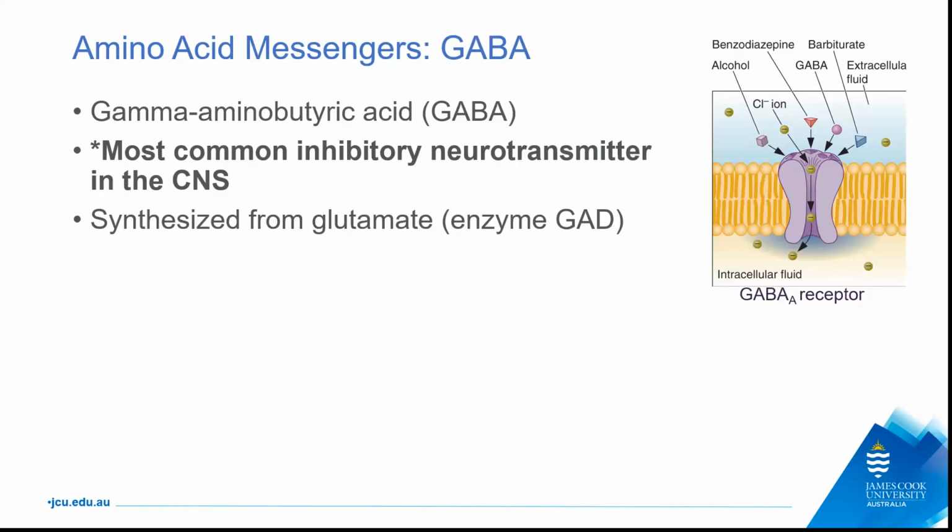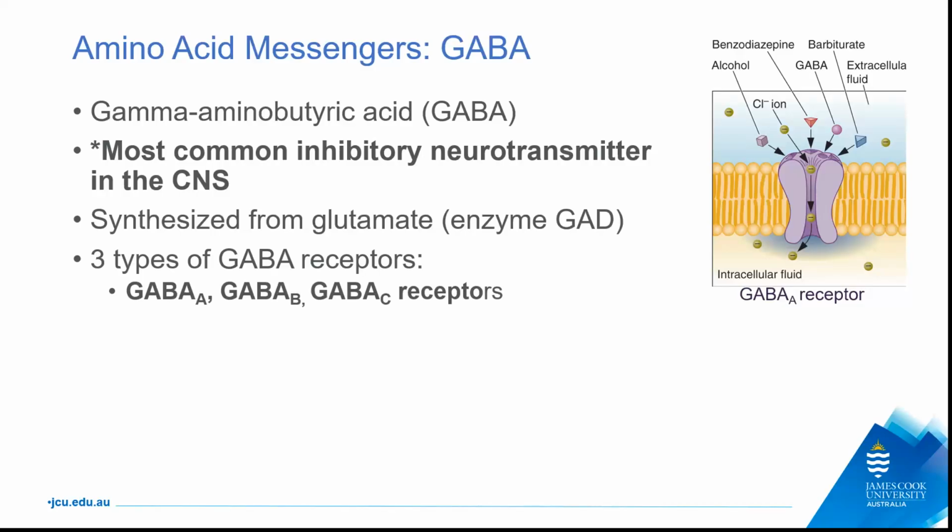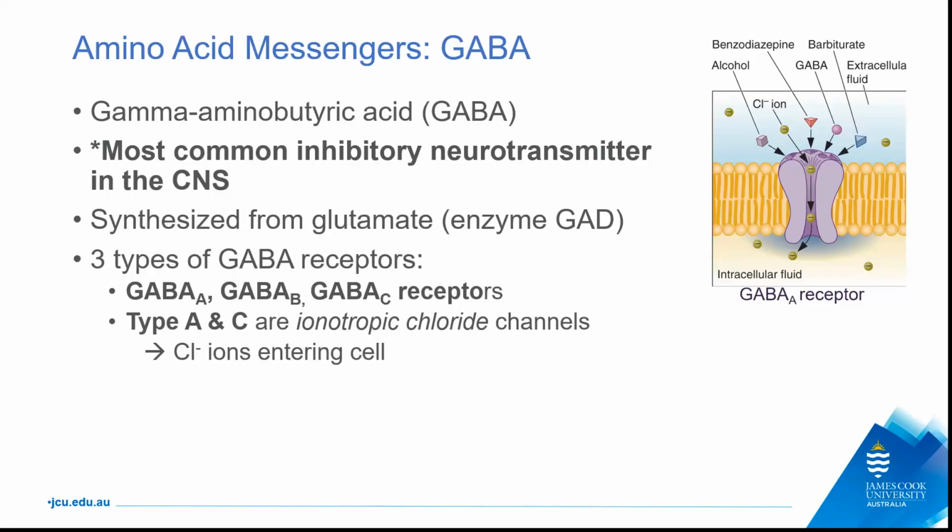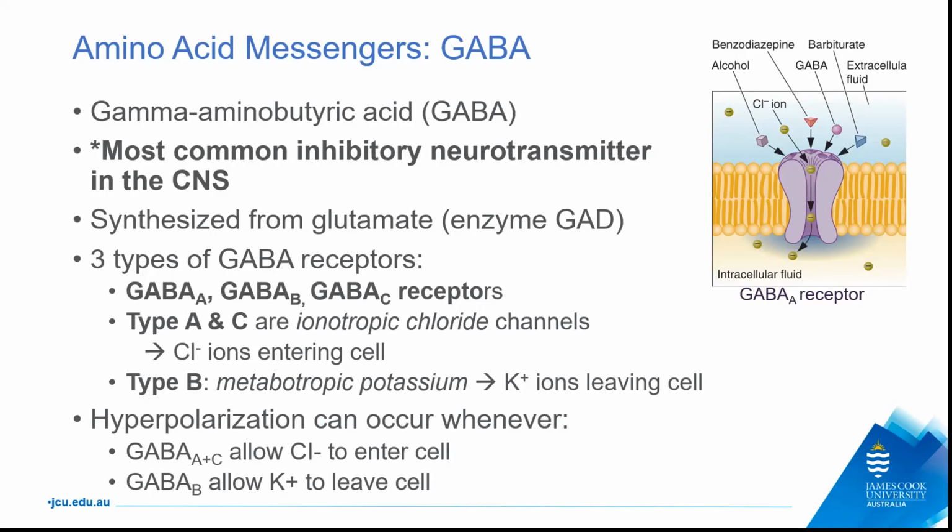So we have 3 types, okay? GABA A, B, C receptors. A and C are ionotropic chloride channels, so they allow chloride ions to enter, and B is metabotropic potassium. This is responsible for the repolarization phase. I would say A and C are also involved in the repolarization phase because you are allowing the chloride ions to enter. However, this is really for everybody's general knowledge.